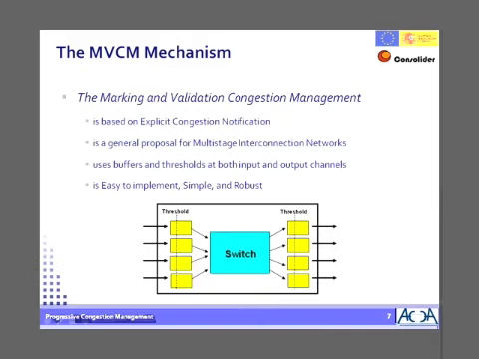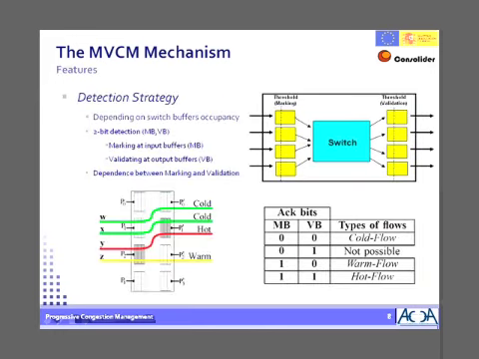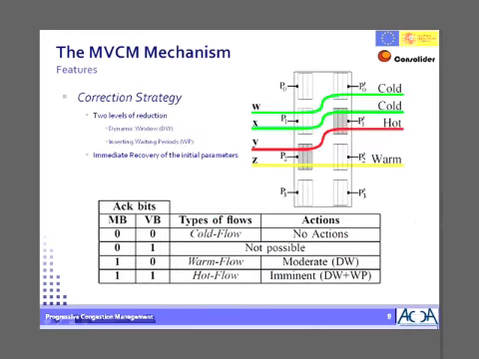This new mechanism is not proposed for any standard interconnect in particular. The new proposal uses buffer thresholds at both input and output channels to detect a possible congestion situation. This mechanism proposes a new packet marking strategy to detect congestion that combines packet marking at input and validation at output buffers. The advantage of applying this new strategy consists of classifying the network flows in three types: hot, cold, and warm flows.